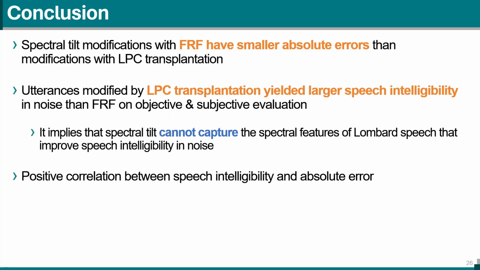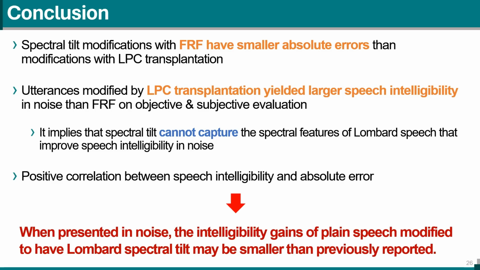Spectral modifications with FRF have smaller absolute errors than modifications with LPC transplantation. Utterances modified by LPC transplantation yielded larger speech intelligibility in noise than FRF in objective and subjective evaluation. It implies that the spectral modification cannot capture the spectral features of Lombard speech that improve speech intelligibility in noise. And there are positive correlations between speech intelligibility and absolute error. From this result, we concluded that when presented in noise, the intelligibility gains of plain speech modified to have Lombard spectral features may be smaller than previously reported.